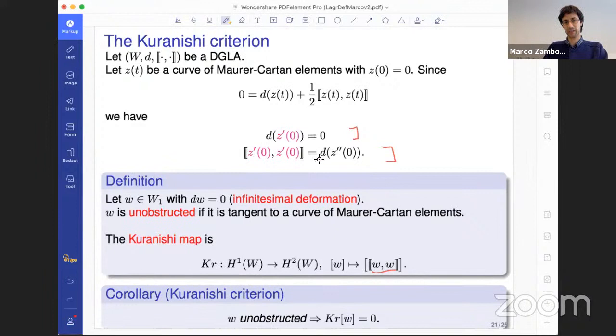Marco, just a naive question, but if Kuranishi vanishes, this doesn't mean that it's unobstructed, right? No, definitely not. I would say this is a useful criterion to detect obstructedness. In general, the opposite doesn't hold. Okay, thank you.